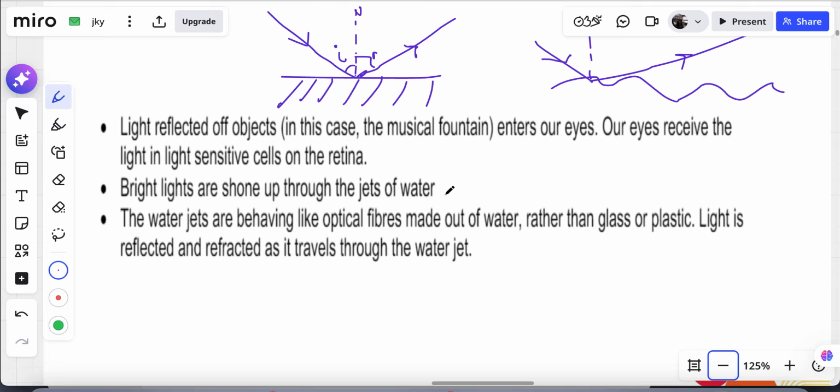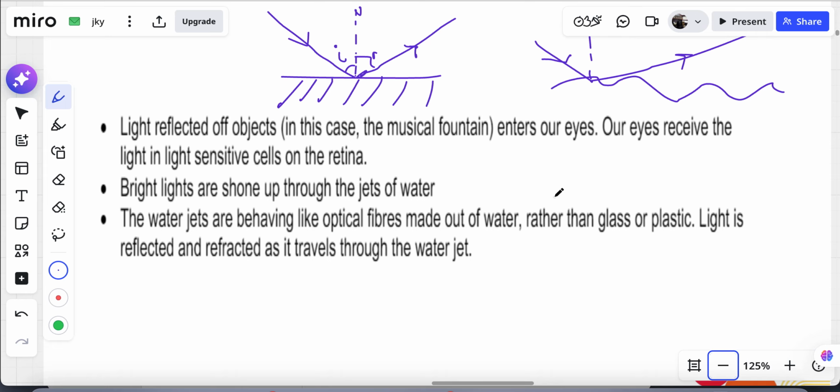Okay, so light reflected off objects, in this case musical fountains, goes into our eyes, right? Our eyes receive the light in the light-sensitive cells called the retina. So light that travels to our eyes is being received and processed in the retina.